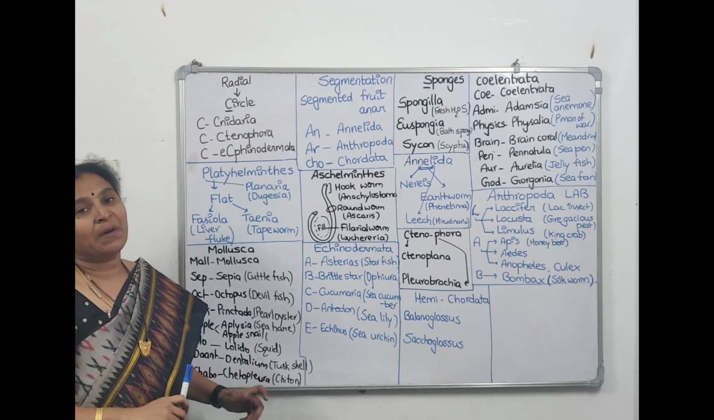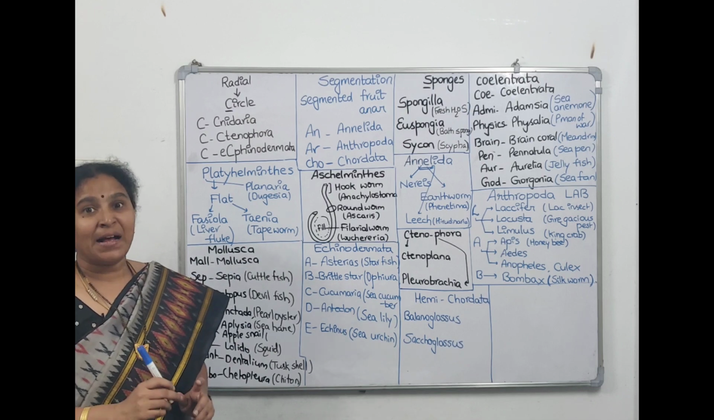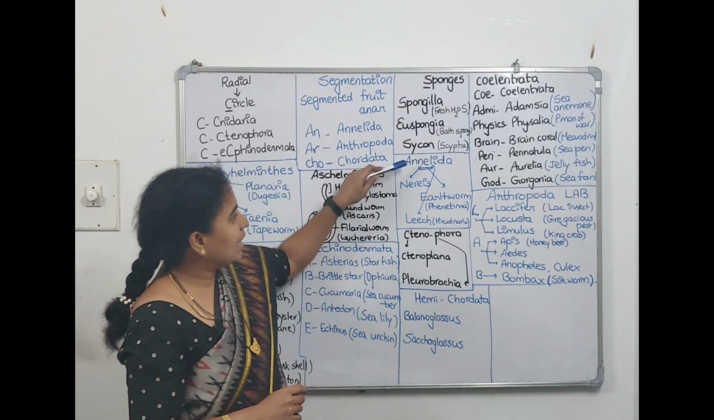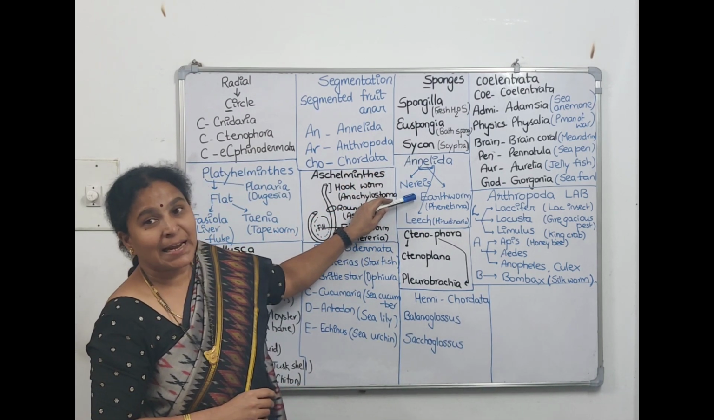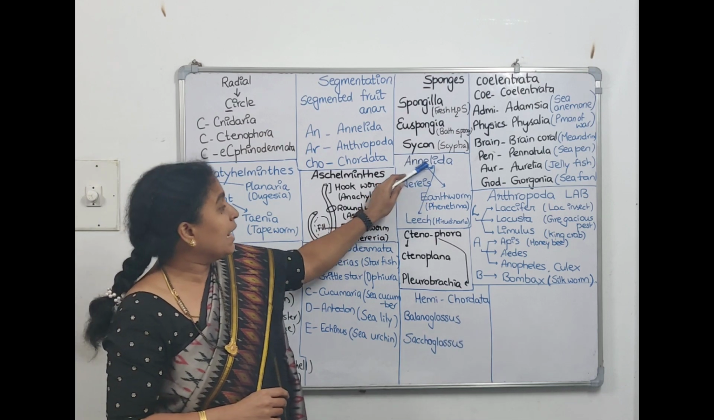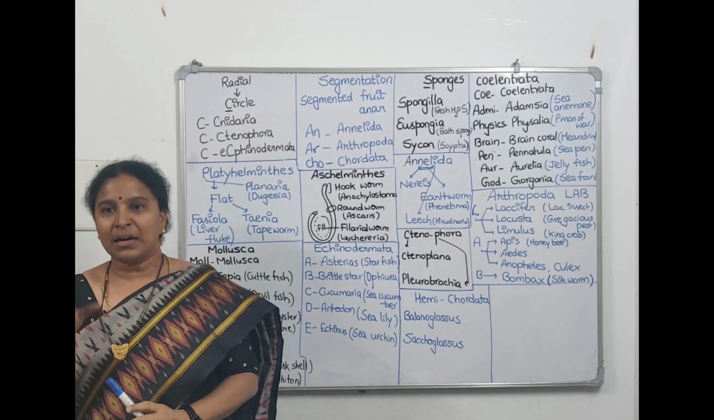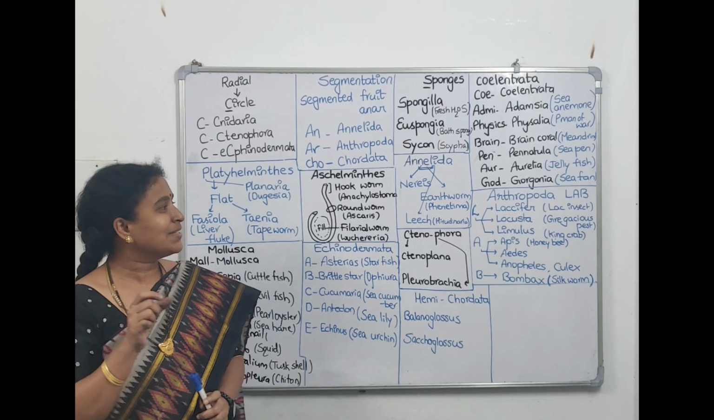Now coming to the next phylum, Annelida. So Annelida, the name itself has the code N-E-L, N-E-L. N is for Nereis. E is for earthworm, its scientific name is Pheretima. L is for leech, Hirudinaria. The 3 examples of Annelida are there in the name itself. N means Nereis, E means earthworm, L means leech.